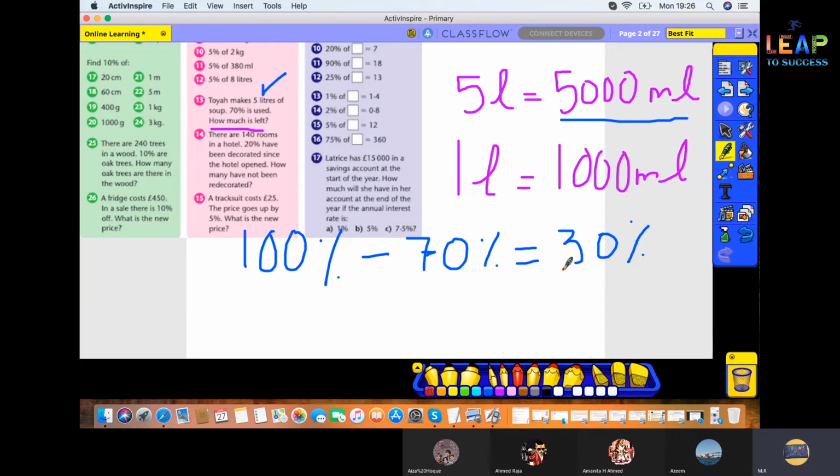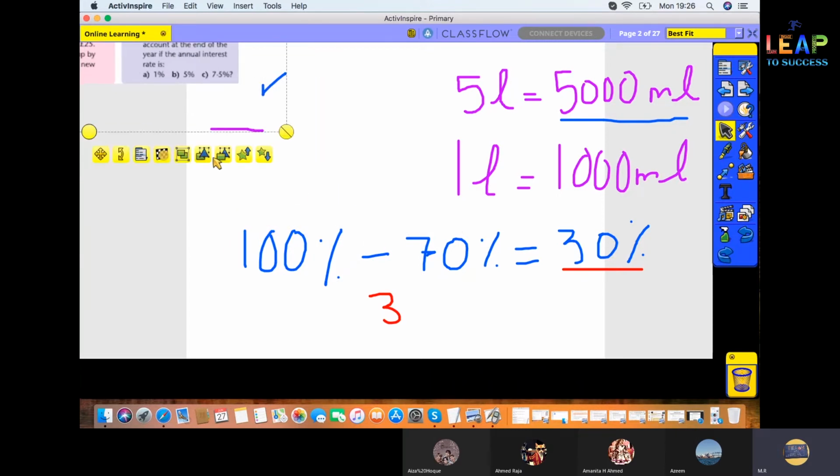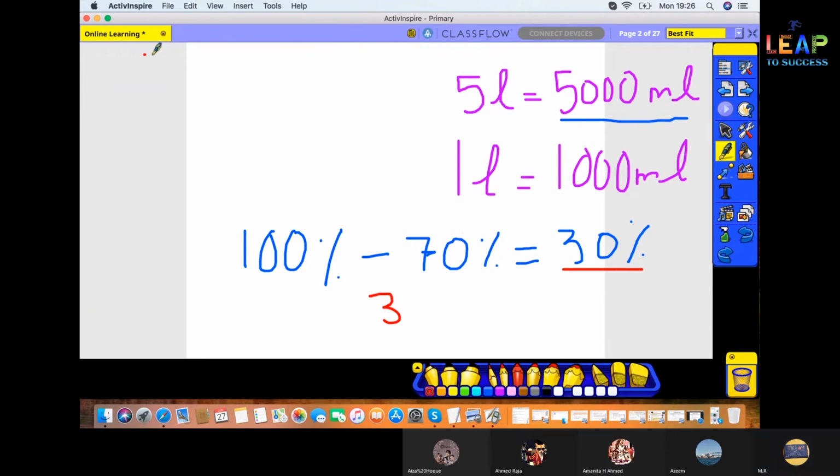Okay, so you've got 30%. Ideally, what you're doing now is working out the 30% which is left of the total amount of 5,000 milliliters. So you're putting it into the format. Now you're going to work out 30% of 5,000. Okay, so that's the first step.